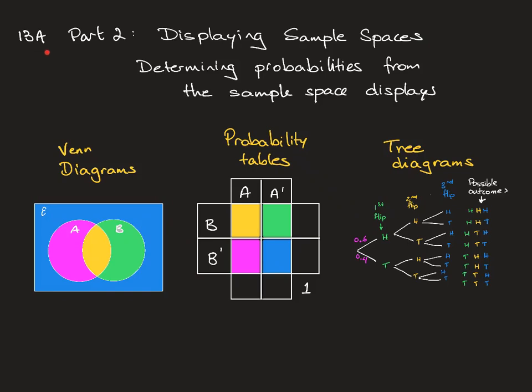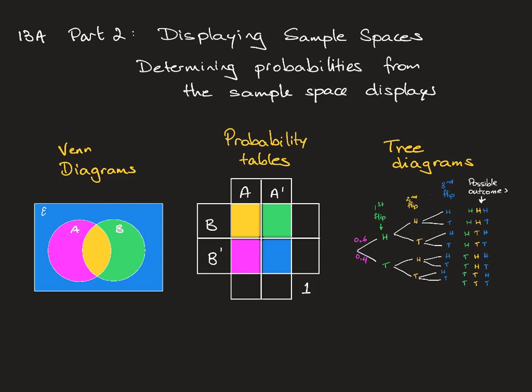In this video, which is the second part of 13A, we're going to look at displaying sample spaces, and then we're going to look at how you determine probabilities from those particular sample displays. So we're going to look at Venn diagrams, probability tables, and tree diagrams. We're going to look at how the Venn diagram and the probability table are related, and we're going to look at tree diagrams and how you use them when you have different probabilities and the same probabilities on each branch, and how they actually work.